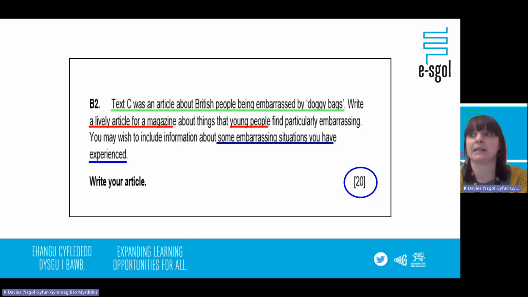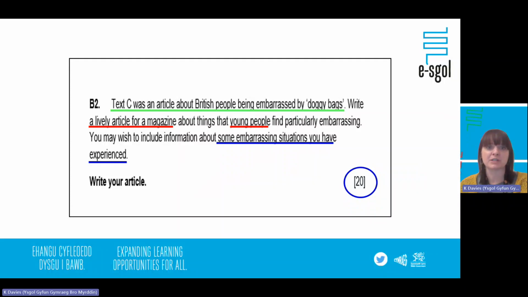So if we're looking then at B2, what we're focusing on here, okay, is an article. Text C was an article about British people being embarrassed by doggy bags. Write a lively article for a magazine. So just now we mentioned, if they say lively, what do they mean? If they say lively, it's got to be opinionated, potentially humorous. It has to be engaging. So you're writing a lively article for a magazine about things that young people find particularly embarrassing.